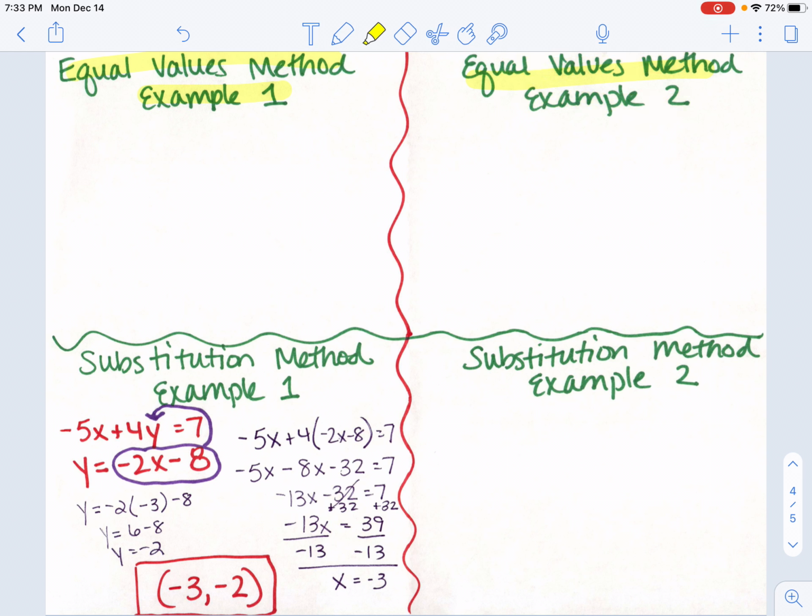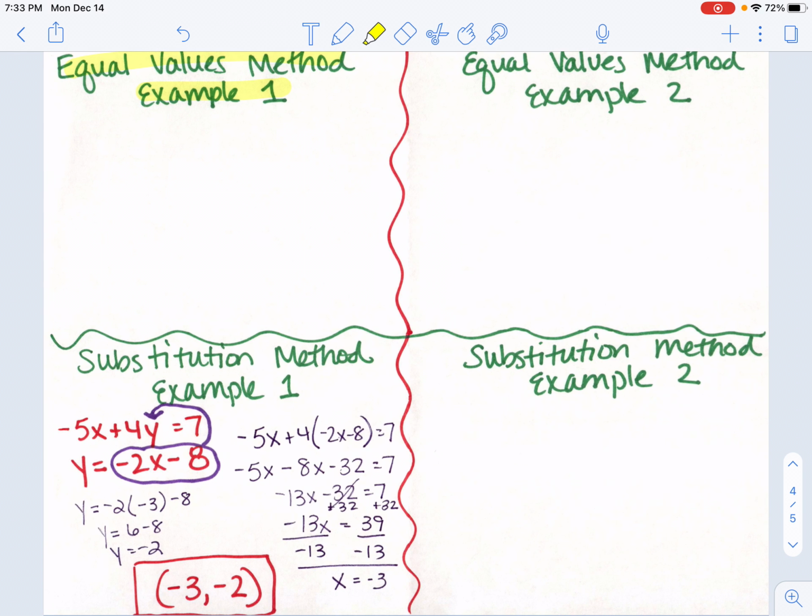Okay, that takes us to the bottom. The bottom is where you will have your substitution method examples. Okay, so substitution method example 1 is here and example 2 is there. I did one for you. You can't use that one. It's not on your list of equations.